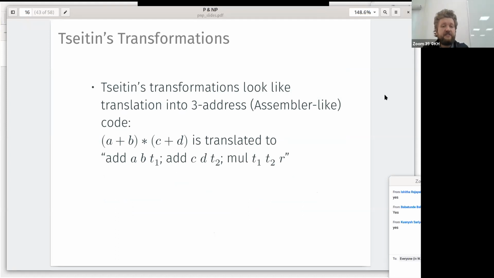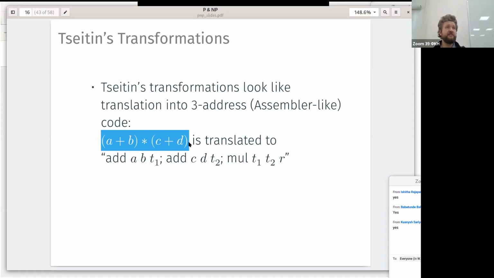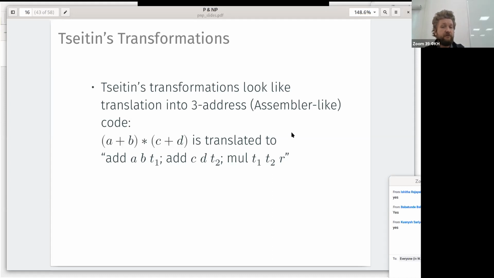So the idea of Tseitin's transformation looks like the translation into three-address code, or what they call assembler code. In a higher level language, like Python, you can write complex algebraic expressions. How do you translate them into machine code? How do you really implement them on the CPU? You cannot pass these directly to the CPU. As you know from your home assignment, you have to parse this and find the syntactic tree of the formula. This is not a Boolean formula, it's an algebraic formula. Then you compute them one by one. First you compute this, and you keep your result in some new variable, T1.